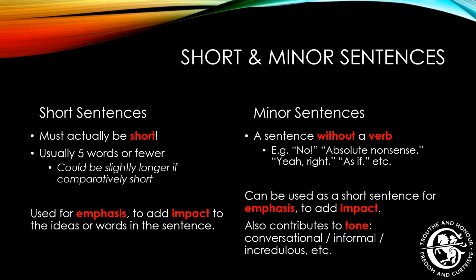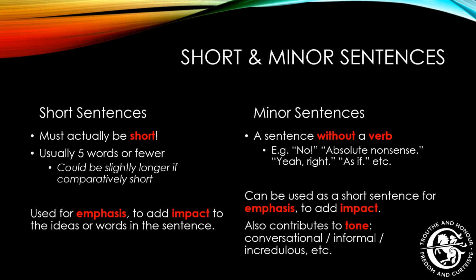And writers use short sentences for emphasis again, to add impact to the ideas or words contained inside that sentence. Now, a minor sentence is a type of short sentence. It's a sentence without a verb. Generally speaking, sentences always need both a verb and a subject. However, although this is technically not grammatical, it is something that writers do quite often, to include these minor sentences that lack a verb because they are authentic, and in particular, we use them all the time in conversation.